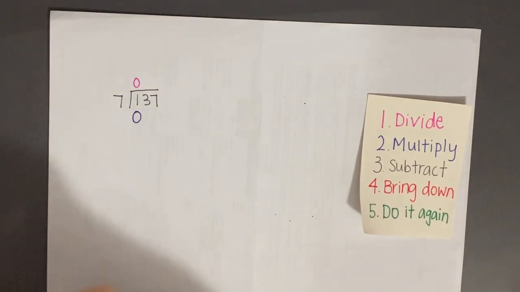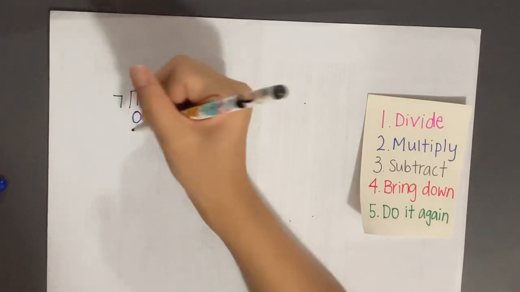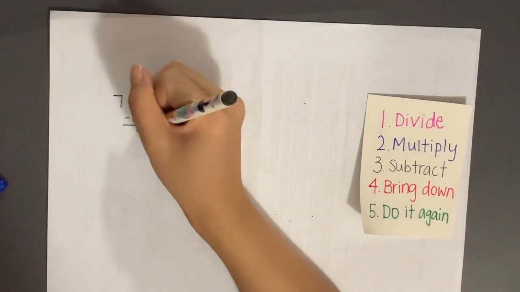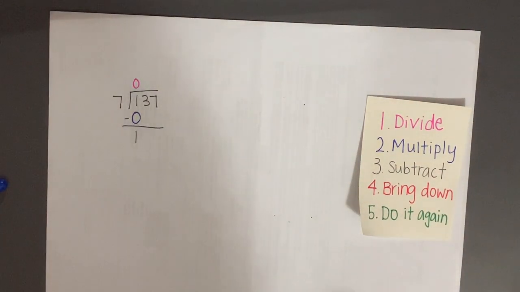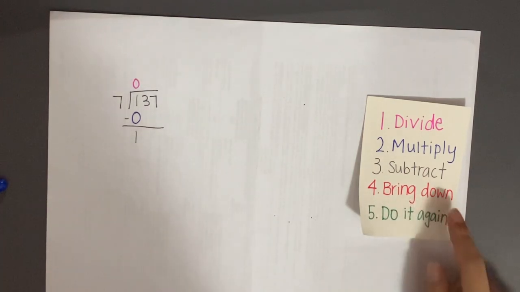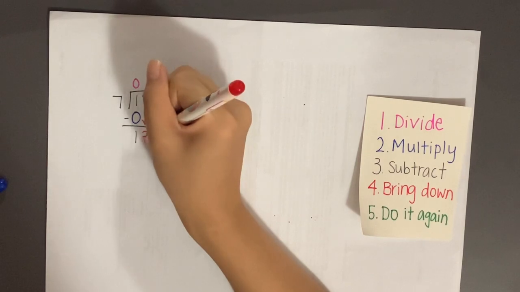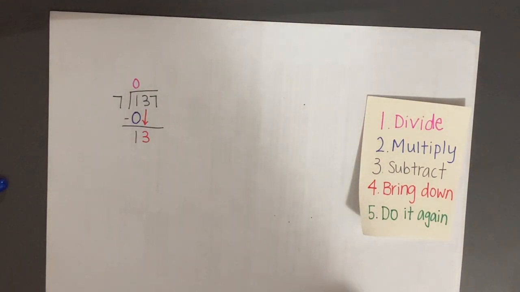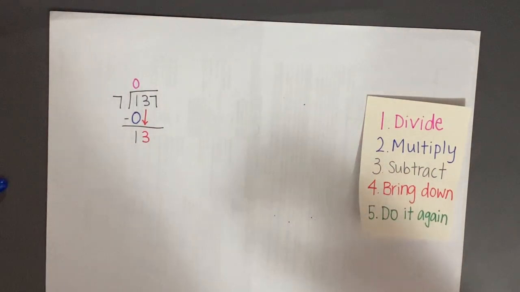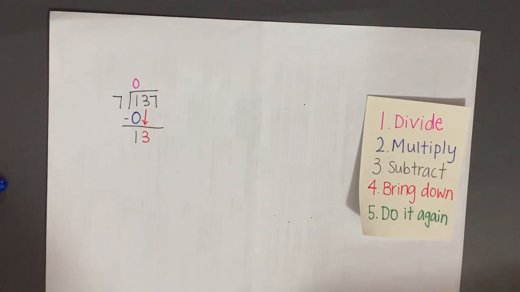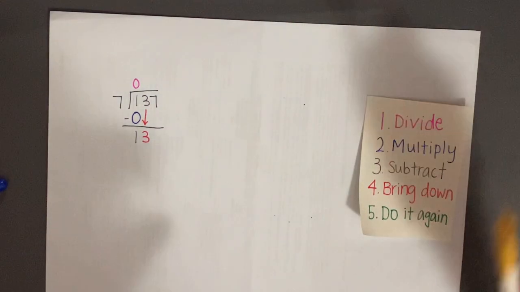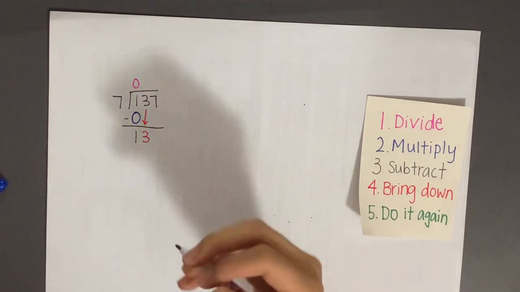And then now I need to subtract. I get 1. After that, I need to bring it down. And now I have 13. Can 13 divide by 7? I'm not very sure. So let's list my multiplication tables of 7 at the side.